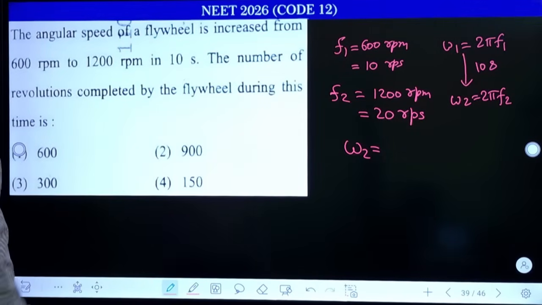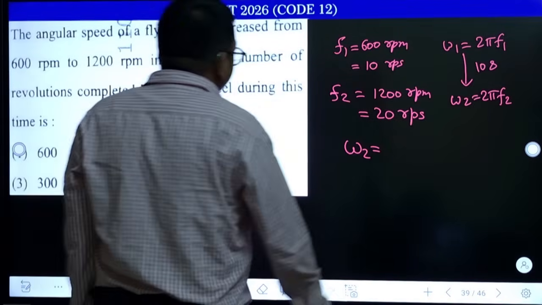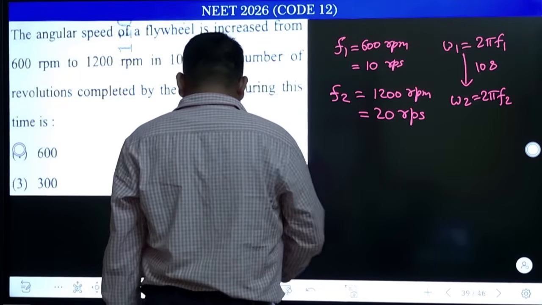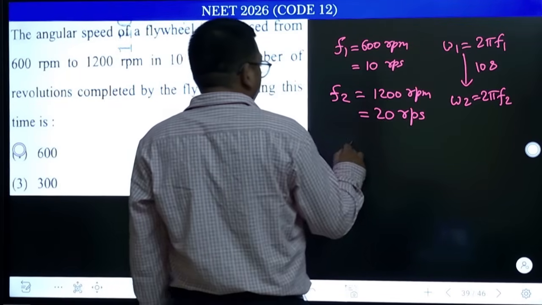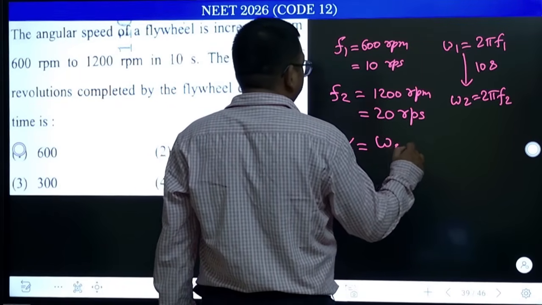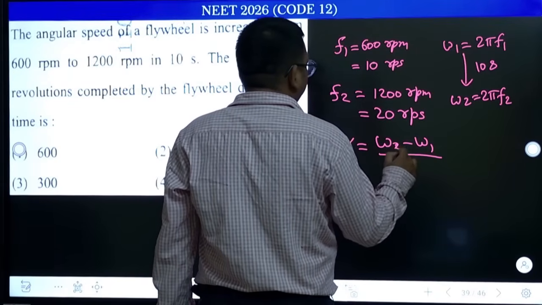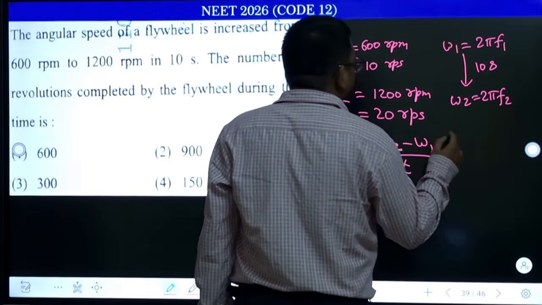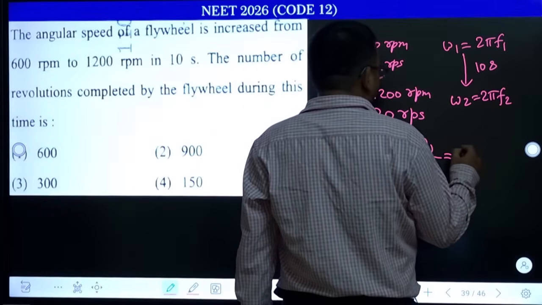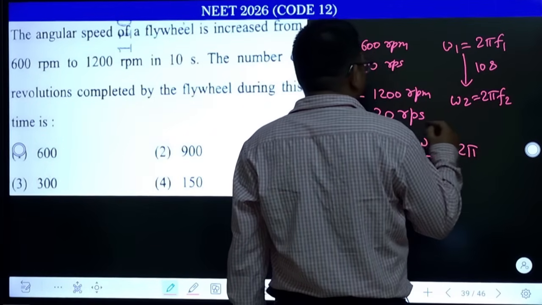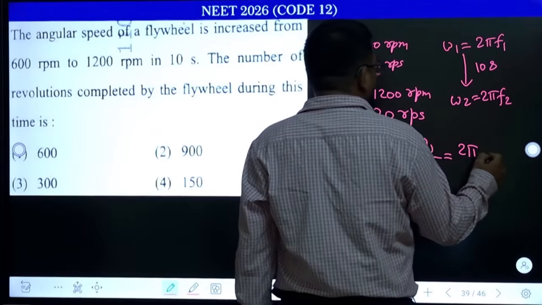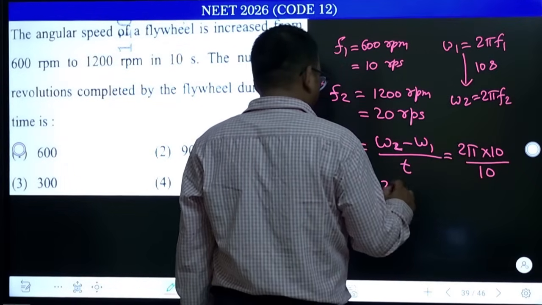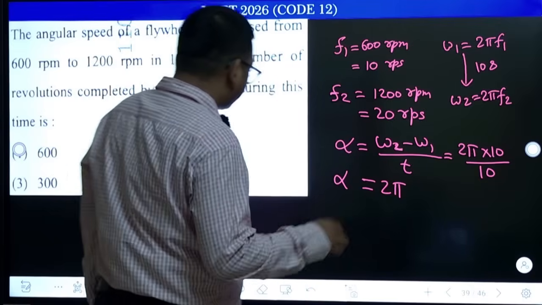Yes, there is acceleration, so we can calculate it definitely. What will be the acceleration? Alpha, let us calculate: omega 2 minus omega 1 divided by time. So how much will it be? 2 pi, let us take common. So f2 minus f1, 20 minus 10, that will give us 10, and time is also 10. So that means it is 2 pi only. Alpha is 2 pi. Now let us calculate theta.